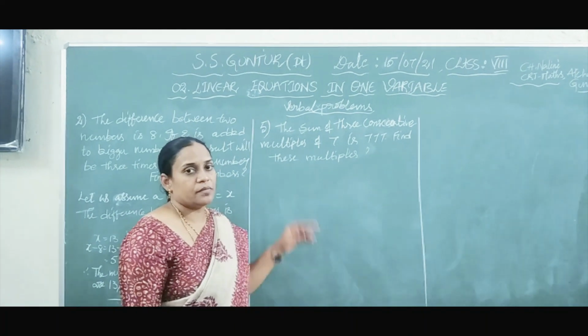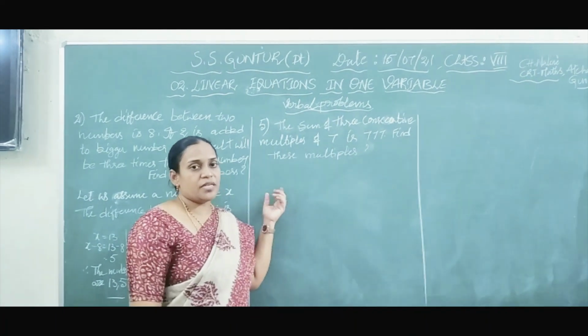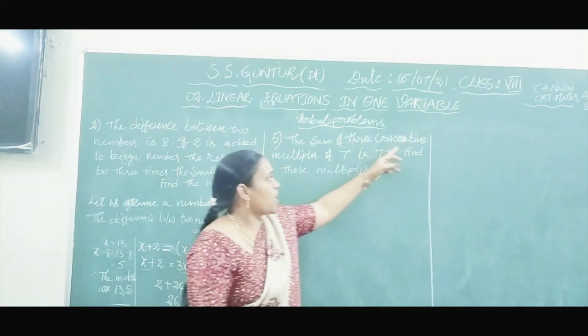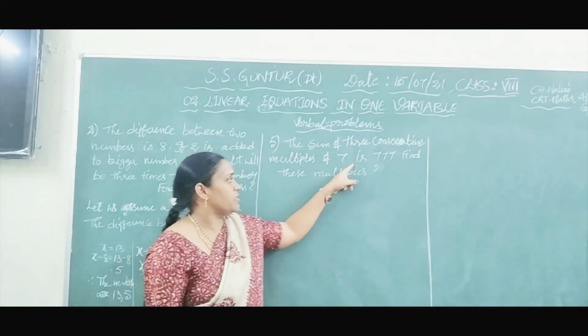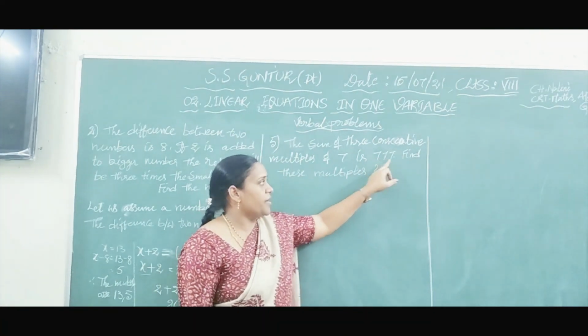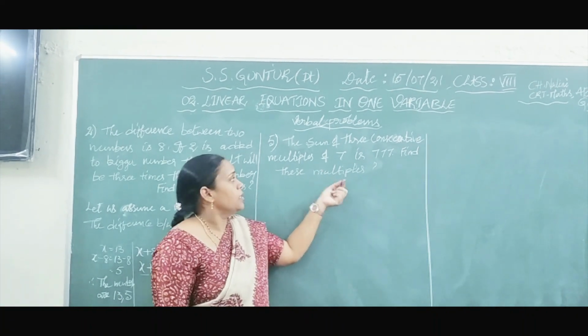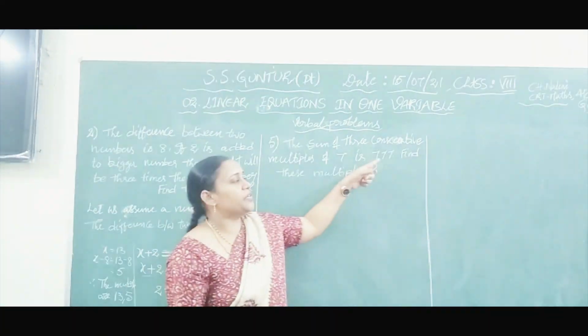Next problem, fifth problem. Students, see this fifth problem. The sum of 3 consecutive multiples of 7 is 777. Find these multiples. First of all, you have to know consecutive multiples.